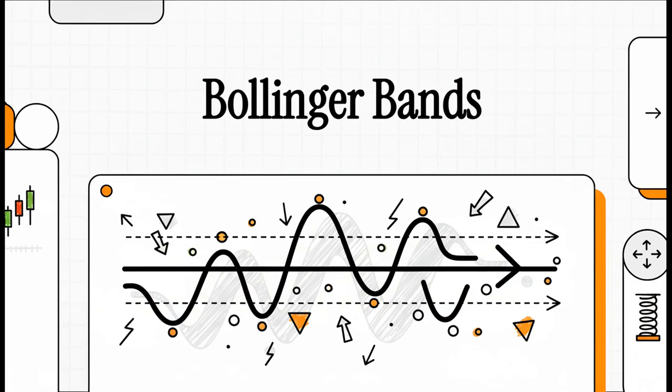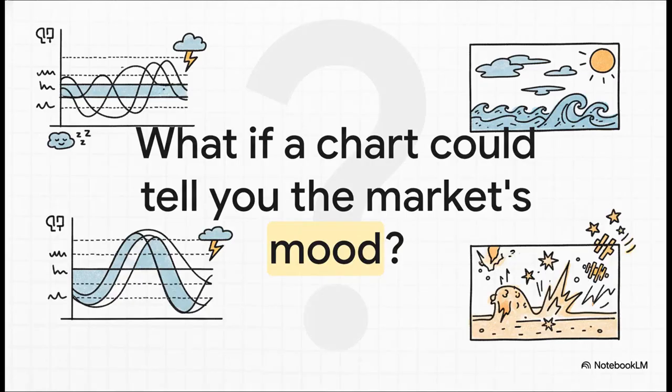All right, today we're going to pull back the curtain on one of the most popular tools you'll find in any trader's toolkit, Bollinger Bands. Let's dive right in. I mean, seriously, what if a chart could just tell you the market's mood? Like, is it sleepy and quiet, or is it wide awake and going crazy? Well, that is the exact problem Bollinger Bands were created to solve. They give us this amazing visual framework for understanding both a security's price and its volatility.